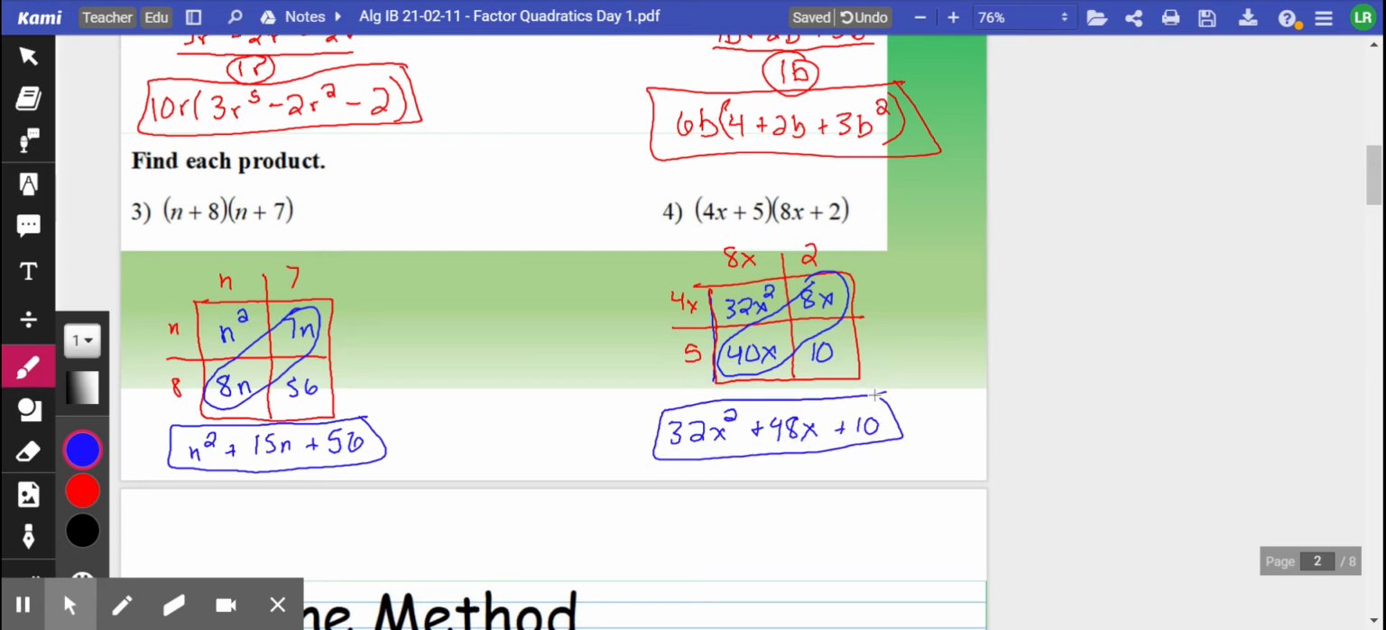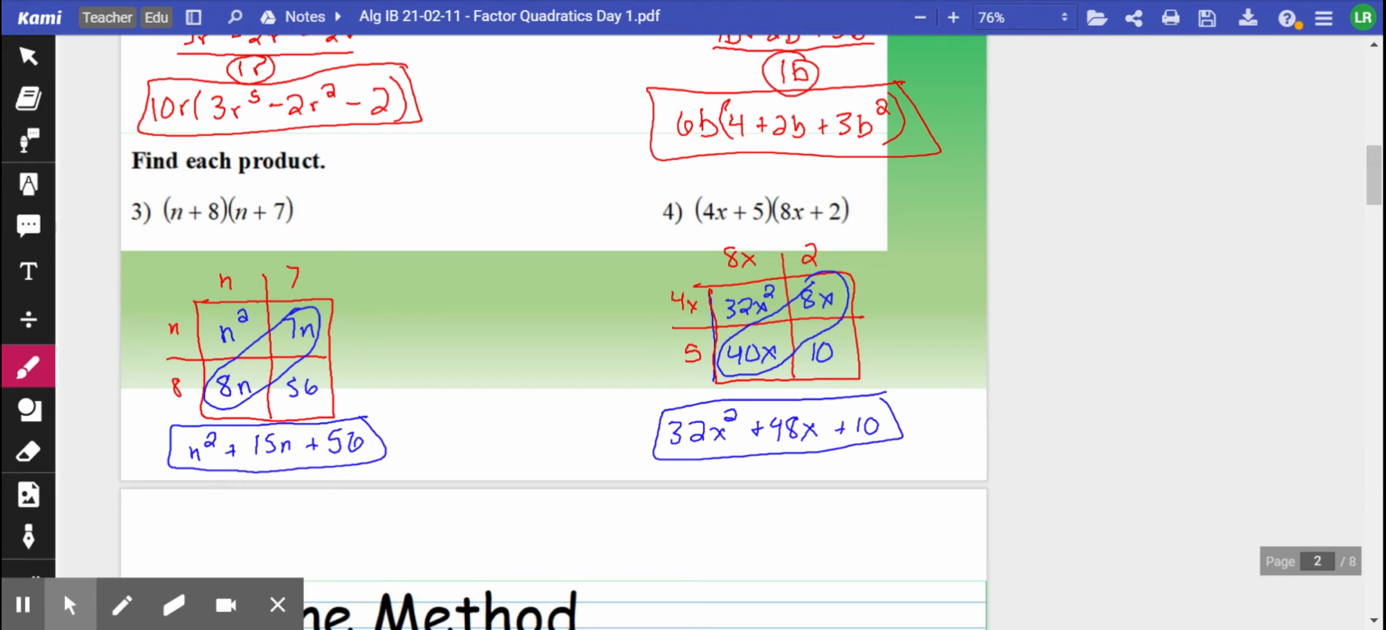Now, I will tell you the big reason why I wanted to do these 3 and 4 as our review is that is simplifying. We're multiplying those together. We use the box, we multiply to get this quadratic, is what this is called. It's called a quadratic because the biggest exponent is 2. And this one is a trinomial because there's 3 terms.